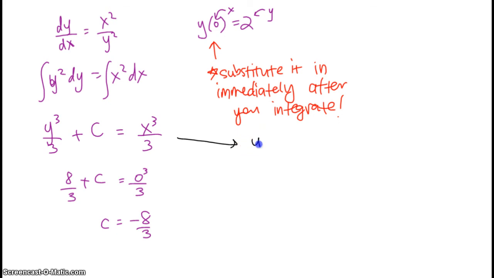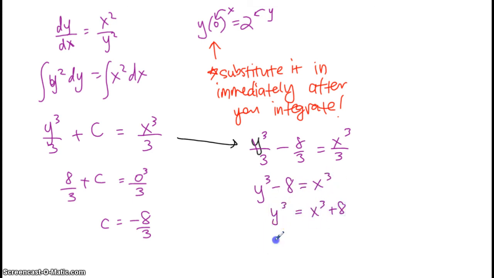So you get y cubed over 3 minus 8/3 is equal to x cubed over 3. So you can solve for the y if that's the case. It looks like it's a function of y with respect to x. So multiply both sides by 3, add 8 to both sides, cube root both sides. So this would be what you get.